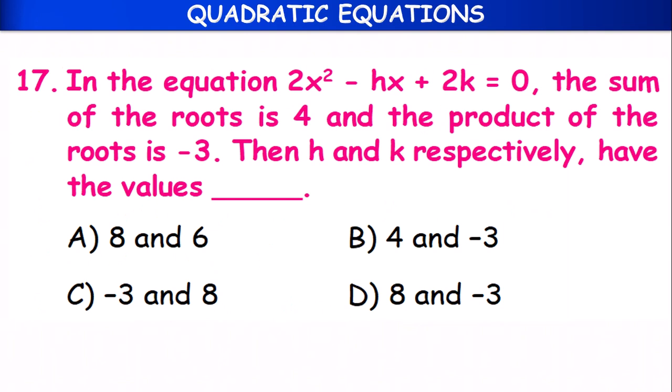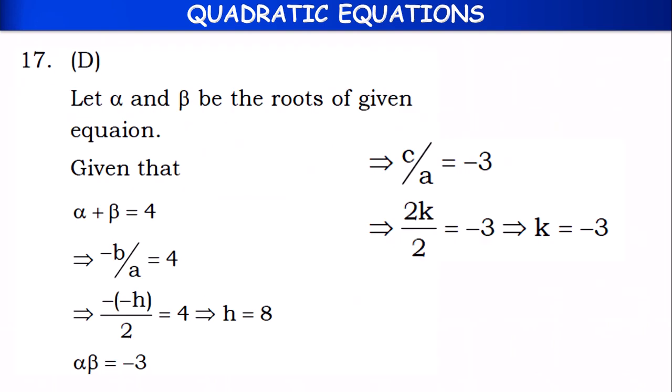Next, children. In the equation 2x square minus hx plus 2k equal to 0, the sum of the roots is 4 and the product of the roots is minus 3. Then h and k respectively have the values what? So the sum of the roots and the product of the roots are given. We have to find the values of h and k.